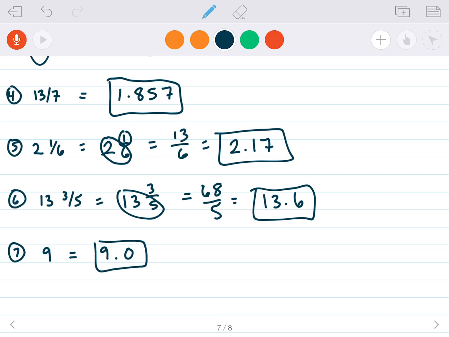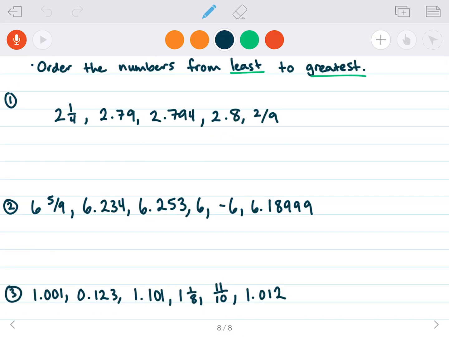As many zeros as you'd like to the right of it. It still means 9. All right, so we want to order these numbers from least to greatest. I think the easiest way to do these problems is to change all of your fractions to decimals first, okay? So let's go ahead and take a look at number 1.